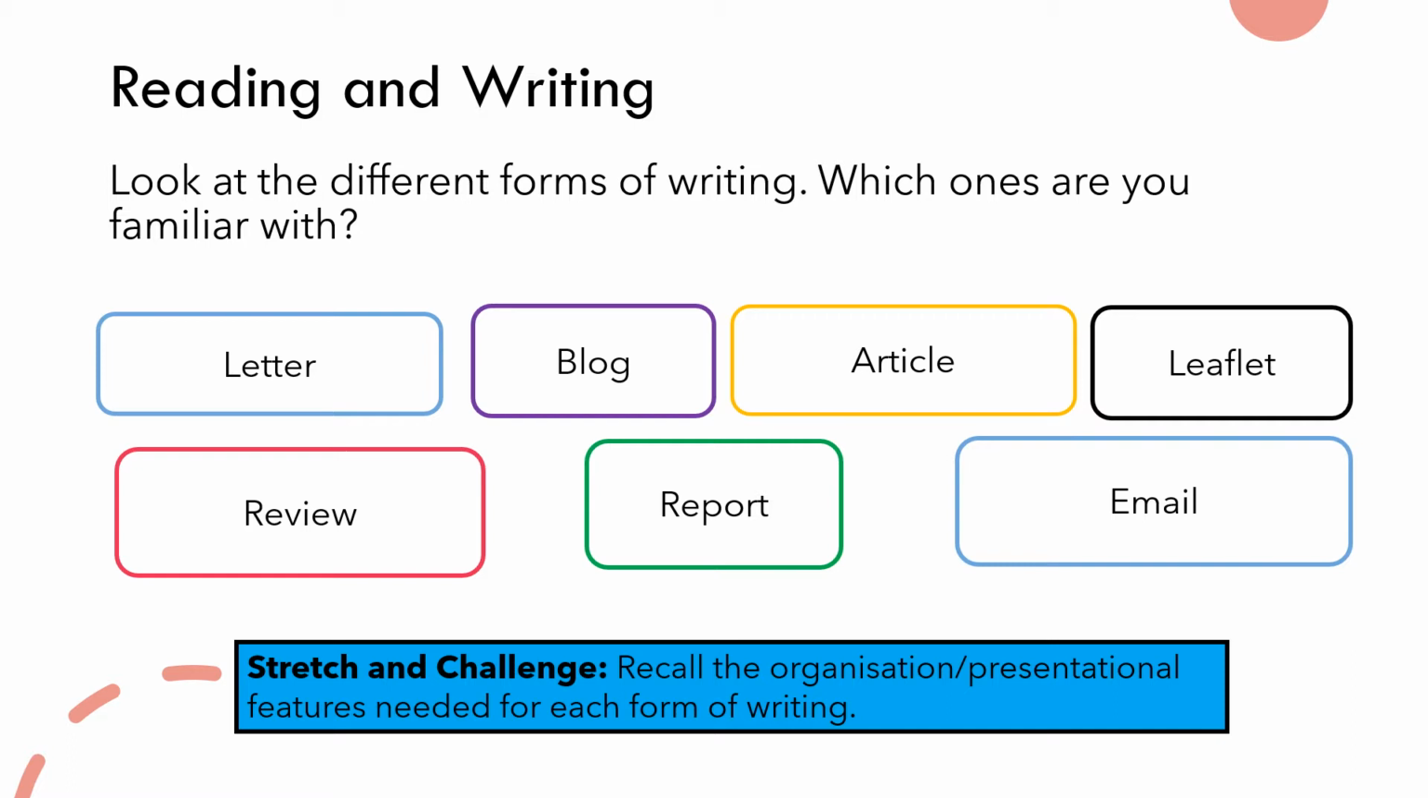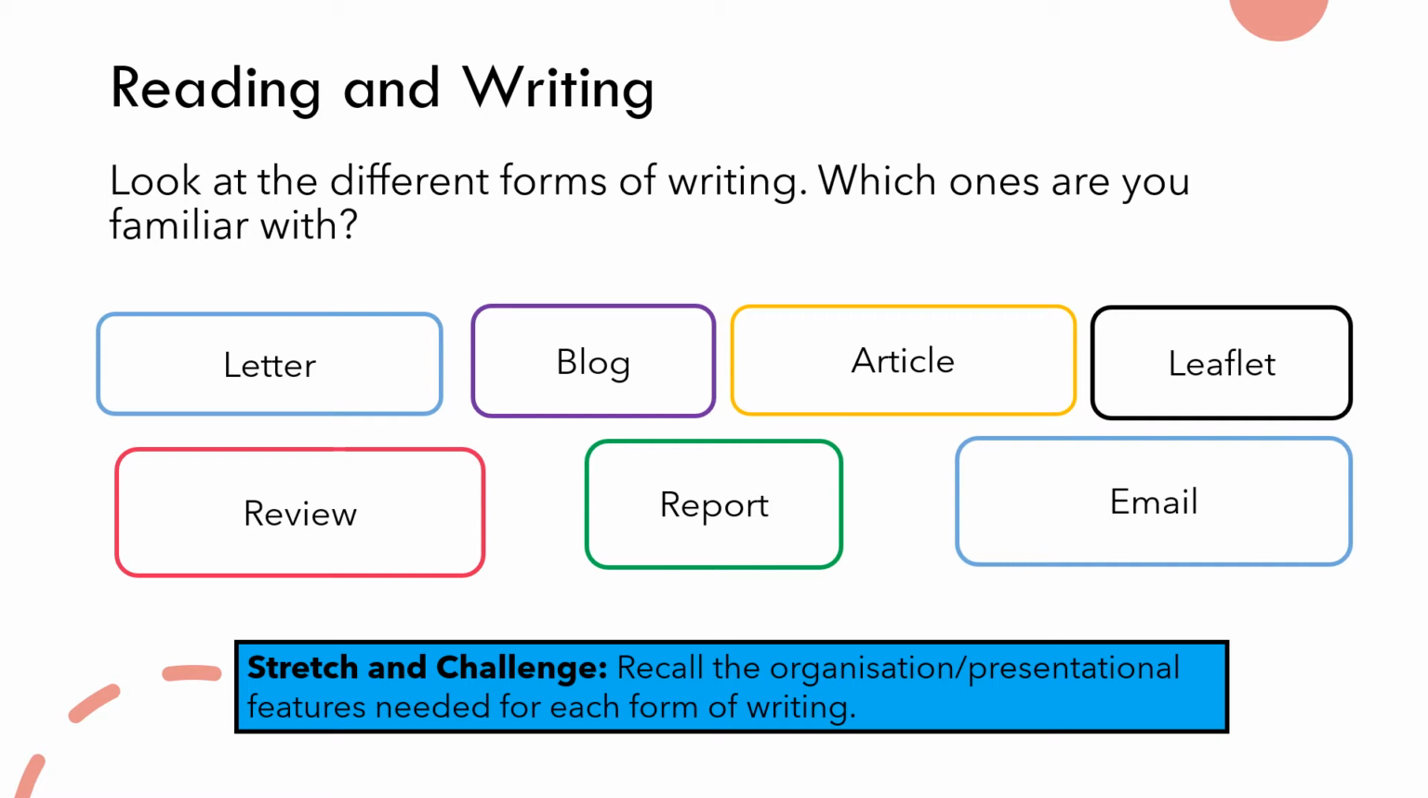So the first thing we're going to think about is the different forms of writing that you might face when you have to do the writing exam. So all I want you to do is to have a look at the different forms of writing and think about which ones you are familiar with. Now hopefully in your normal English lessons you would have covered these, but if not, it's important to think about which ones you know and which ones you need to go away and spend more time revising.